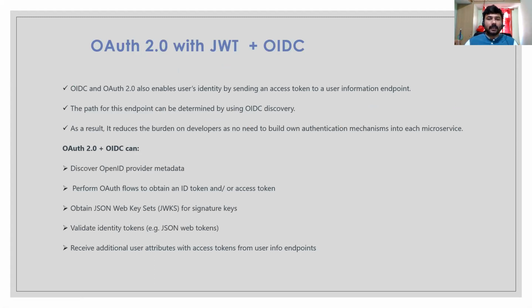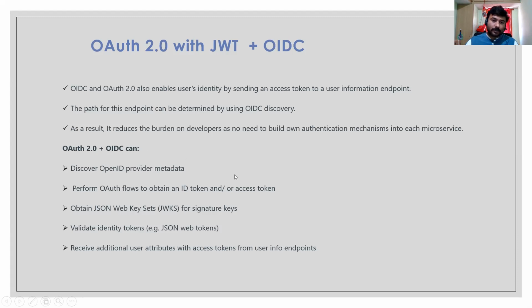Okay, and here you see in detail how this authorization server works. Because of the authentication and authorization server, every time a developer has no need to develop his own security mechanism. That's why you see here OIDC and OAuth2 also enable the user's identity by sending an access token to the user information endpoint. The path for this endpoint can be determined by using OIDC discovery. It is the process of how it is happening in the authentication and authorization server. As a result, it reduces the burden on developers, as there is no need to build their own authentication mechanism into each microservice.